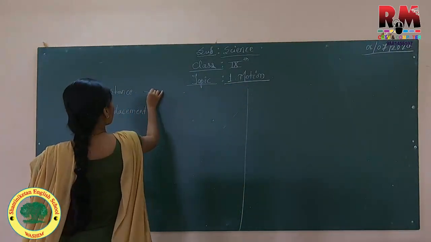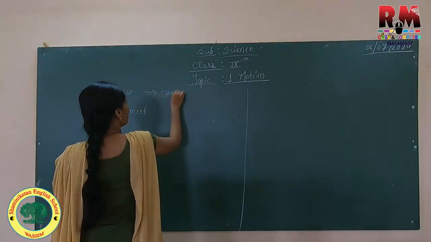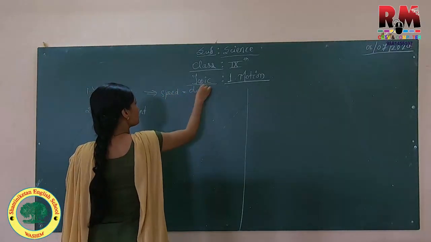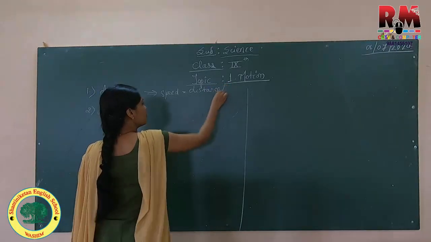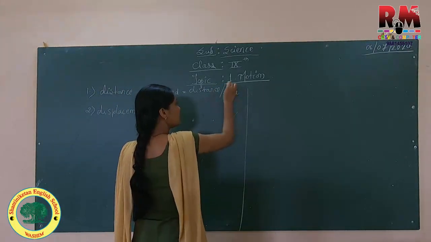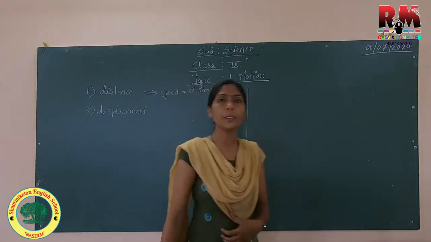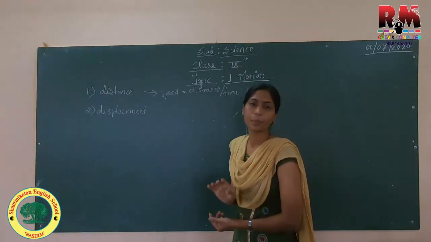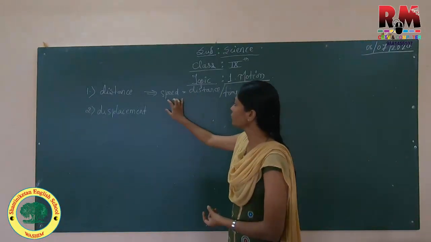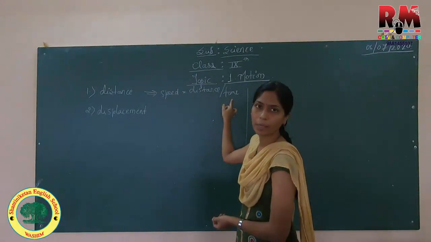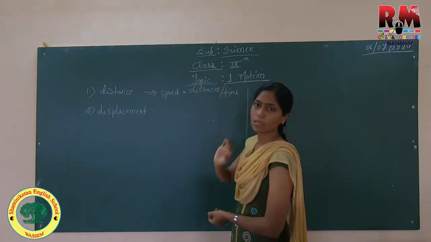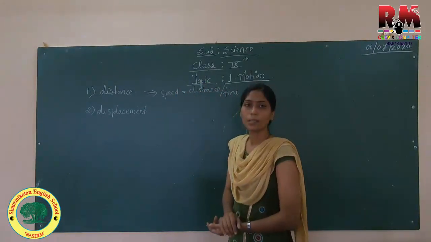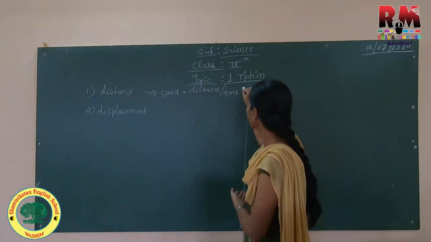Then related to distance, speed. Speed is what? Distance per unit time. So speed is totally dependent on distance. If you know the distance of a particular object, you can find its speed by knowing its time. In how much time a particular distance has been covered, that is known as speed. Its SI unit is meter per second.